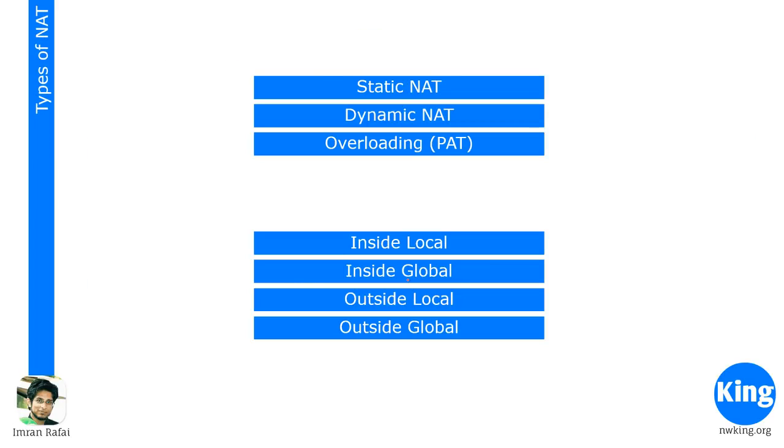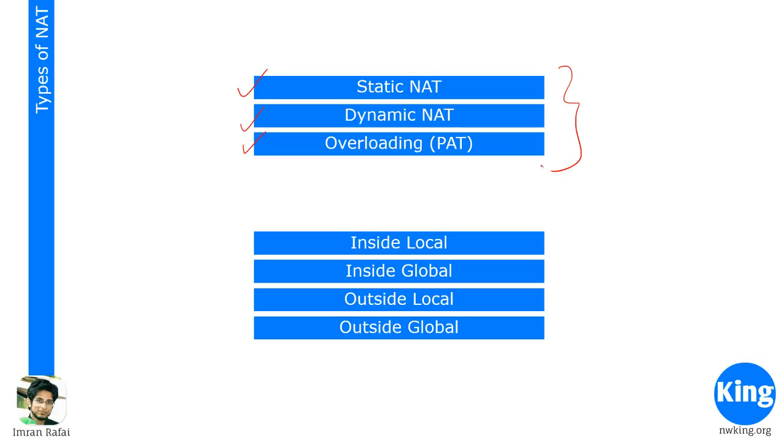So what is a NAT? NAT is nothing but network address translation. There are 3 types of NAT: static NAT, dynamic NAT, and NAT overload, which is also known as PAT. NAT is a short form for network address translation, and PAT is port address translation. We will be looking at these very soon in our next slides.